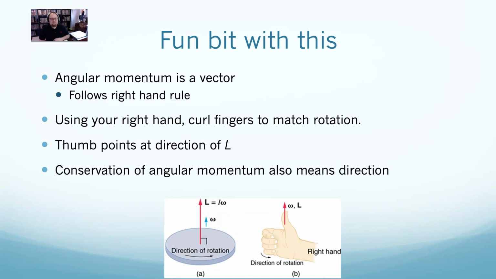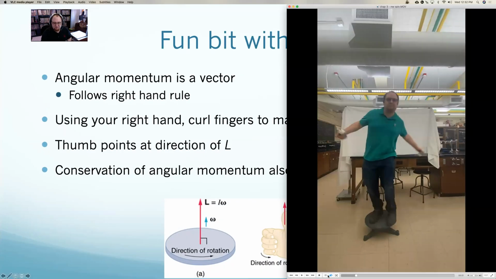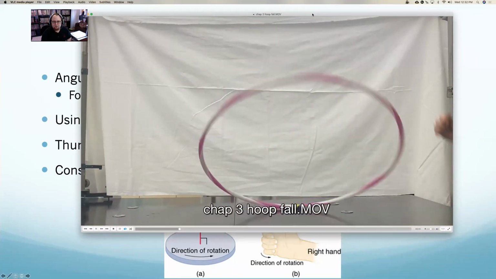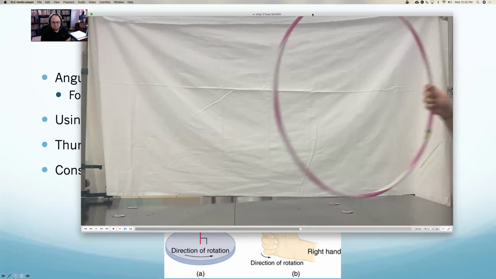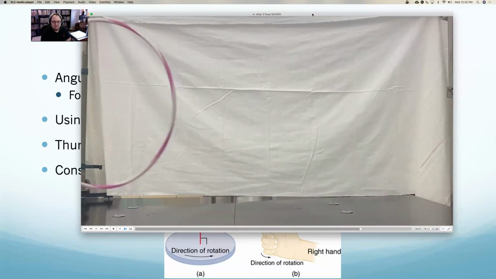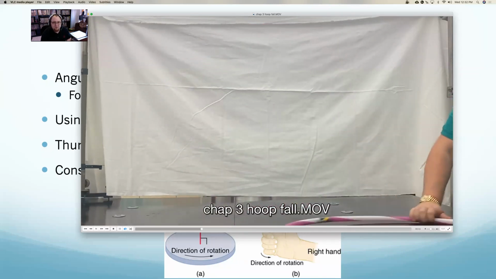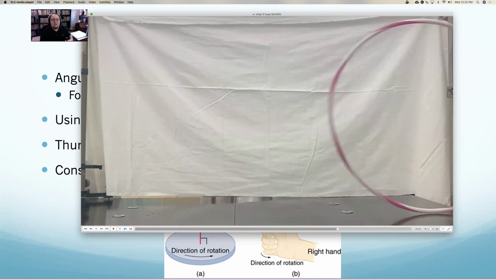Not only does the magnitude of angular momentum like to be conserved, but the direction of angular momentum likes to be conserved. And one of the major effects of this is if I take a hula hoop and just hold it there, it's just going to fall over every time. But if I have it spinning, it'll stay upright. This is how a bicycle or a motorcycle works. If you're on a bike and you stay still, you fall over. If you're moving, you stay up.